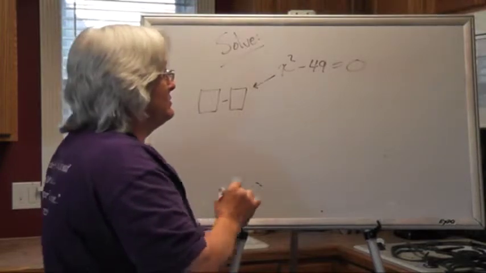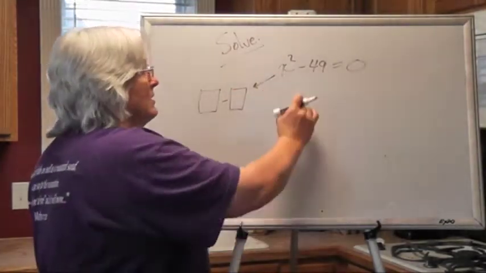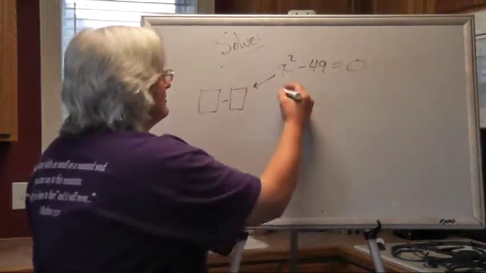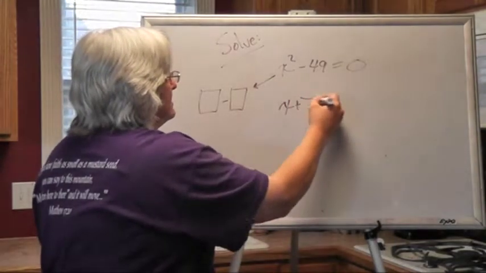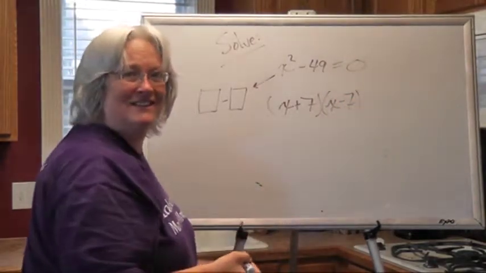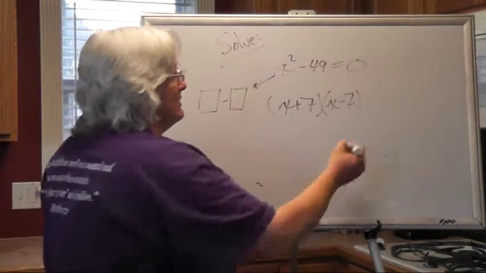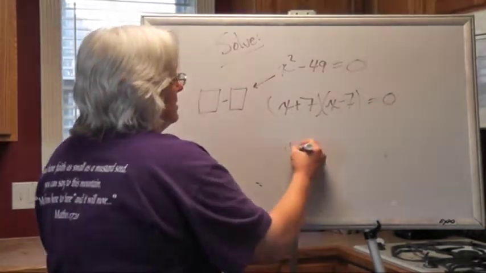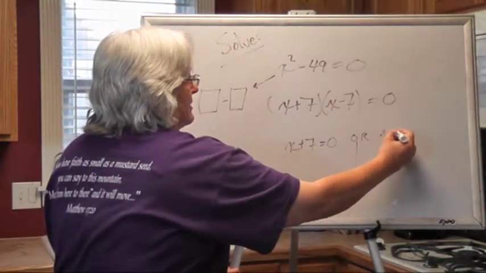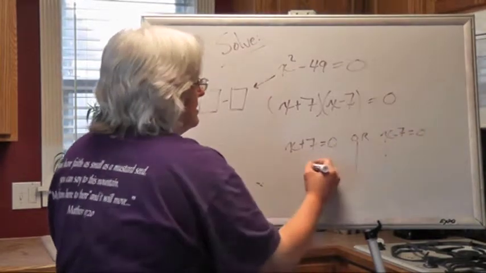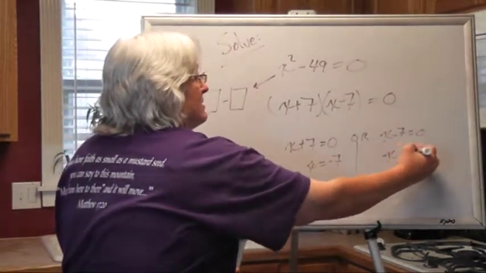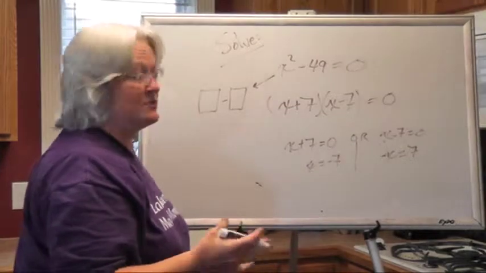That's right, this is the difference of two squares. X squared minus 7 squared. So the factored form of the difference of two squares is a plus b times a minus b, which in this particular case is x plus 7, x minus 7 is equal to 0. Continue on, you set each factor equal to 0. X minus 7 is equal to 0. X is equal to negative 7. Or x is equal to a positive 7.